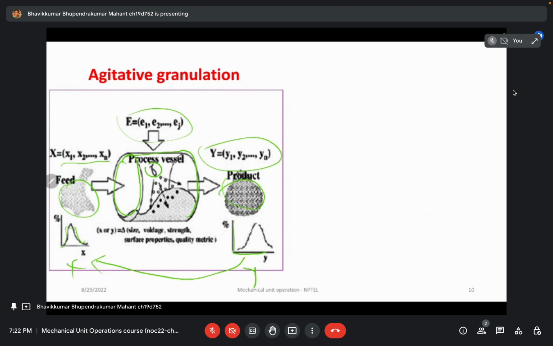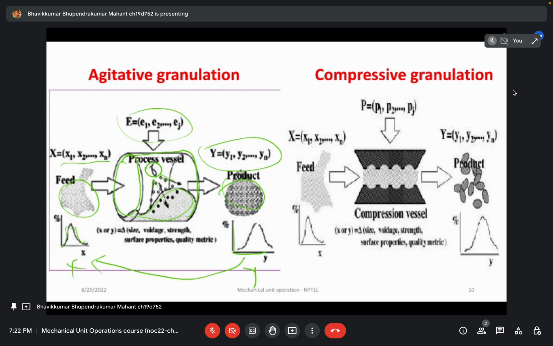And here you can see this is a binding agent, where we provide some liquid materials which can bind all the fine particles. This is all about agitative granulation, which is discussed by the professor in detail. And there is another method which is known as compressive granulation.